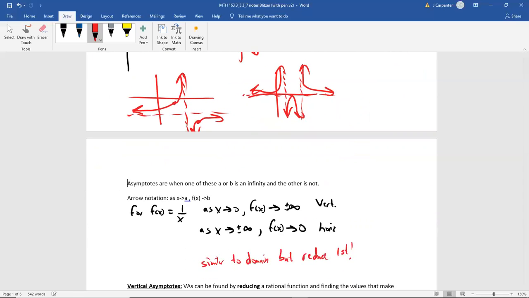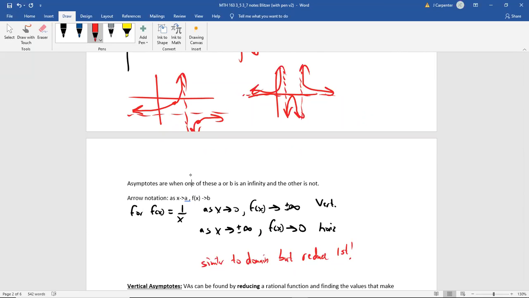All right, so these asymptotes, what are they? How do we find them? How do we use them? Asymptotes are when one of these A or B in these arrow notations is an infinity and the other is not. So this is just a reintroduction of arrow notation. So as x moves to, say, negative infinity, the function moves to 0, or as x moves to positive infinity, the function moves to 3, or as x moves to negative infinity, the function moves to 4. That's what we're talking about here.